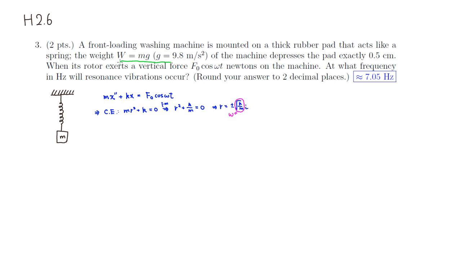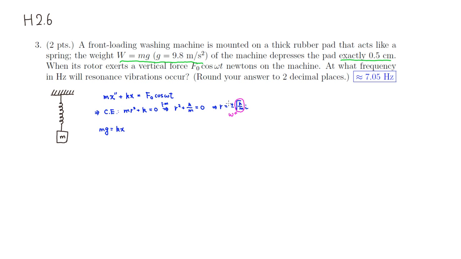mg is going to depress the pad exactly 0.5 centimeters. It's actually a pad, so it's not really a spring, but we can think of it as a spring. So we know that mg is equal to k times x, where x is 0.5 centimeters. So I'm going to plug it in.